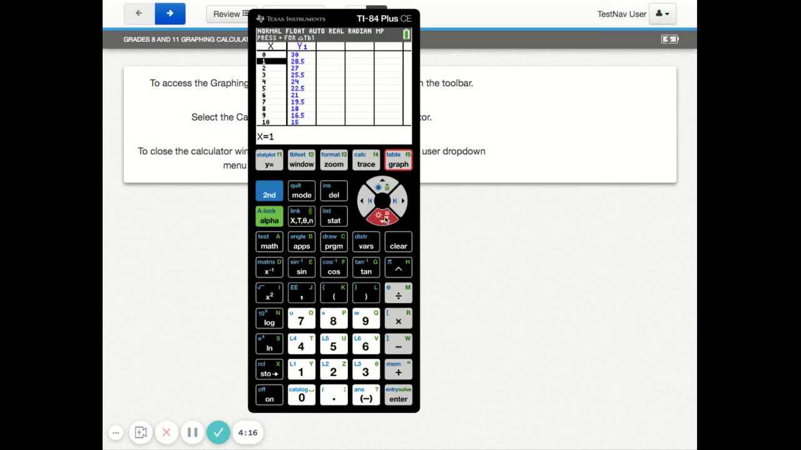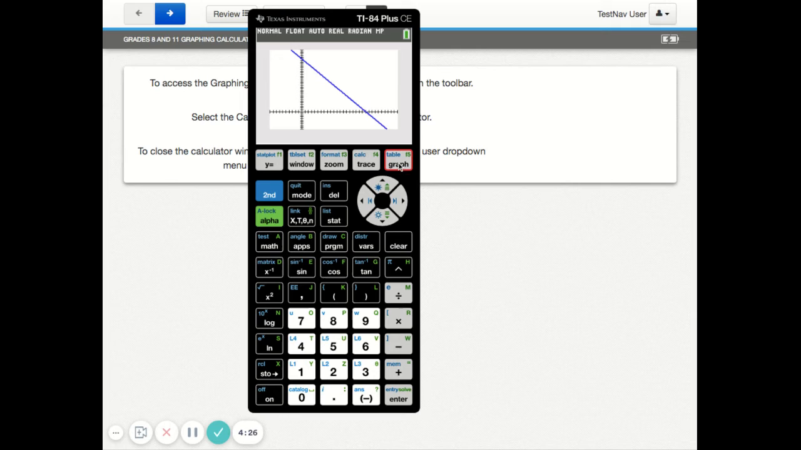So, what is y when x is 9? I can just scroll down to 9, and that's 16.5. You can also do that on your graph, hitting graph. If you hit trace, trace will let you type in any x value you'd like. So that's 9. I could type in 15.